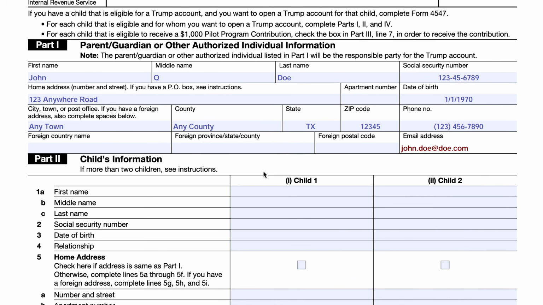So if you have more than two children, you can refer to the form instructions, which basically tell you to print out multiple versions of this form for however many children you have. Again, a child has to have been born no earlier than January 1st, 2025 to be eligible.